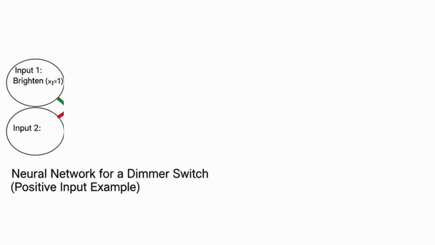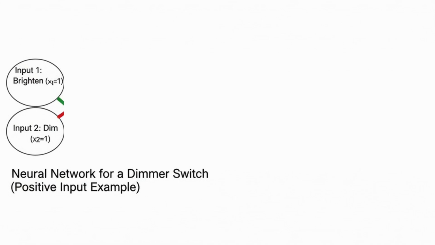This is ReLu in a nutshell. Step 1. The dimmer switch gets two input signals. Input 1 is the brighten button. Think of this as the button you press when you want more light. It's meant to increase brightness, which in our case is pressed, so that will be denoted by 1. Input 2 is the dim button. This is the button you press when you want less light, which is also pressed, so another 1.